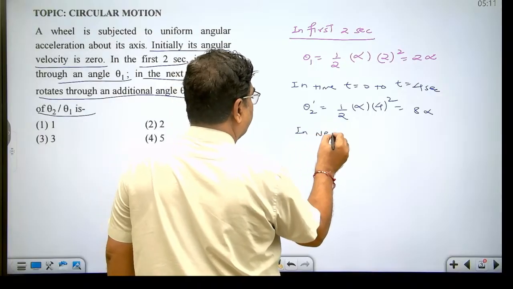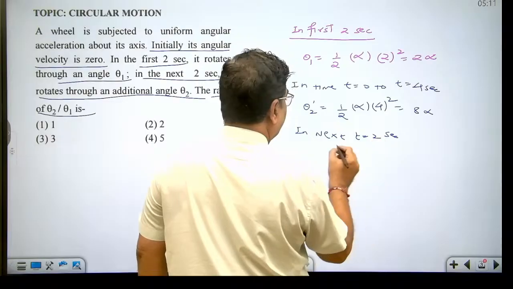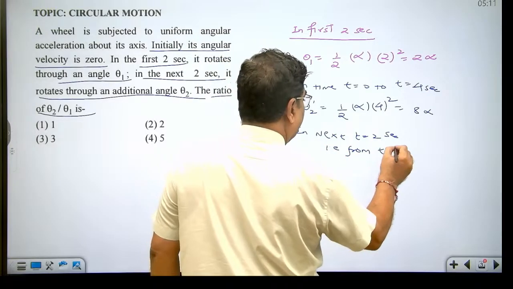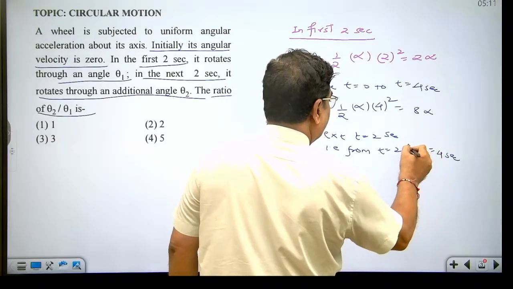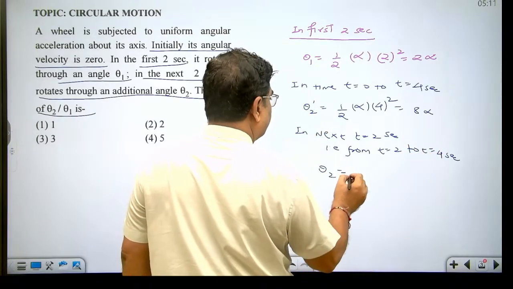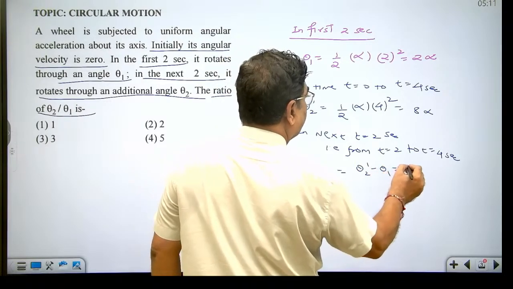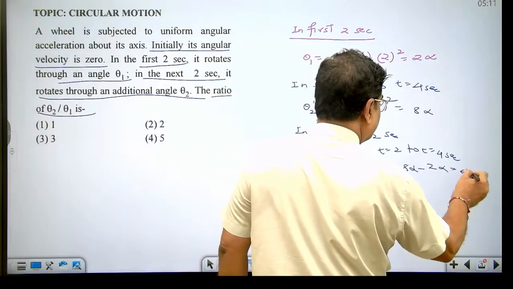So angle traveled in next 2 seconds, which is asked in the question, that is from t equal to 2 to t equal to 4 seconds, angle traveled is theta 2. This is equal to theta 2 dash minus theta 1. This is equal to 8 alpha minus 2 alpha. This is equal to 6 alpha.